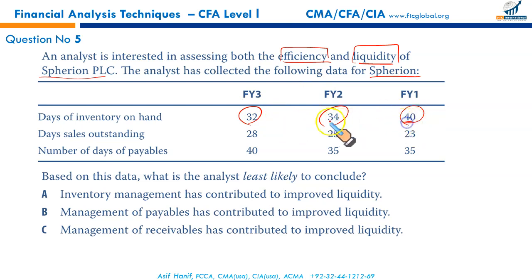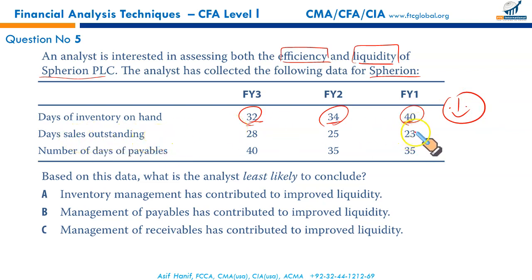Now you keep your inventory for a shorter period of time, resulting in lower holding cost, lower obsolescence, lower deterioration, less pilferage, less inventory taxes. Good for the company. So having a lower number of days for inventory means your inventory sells more frequently now. It's good. Good for liquidity.